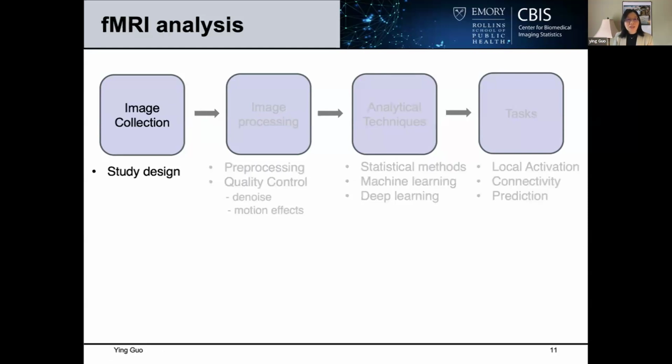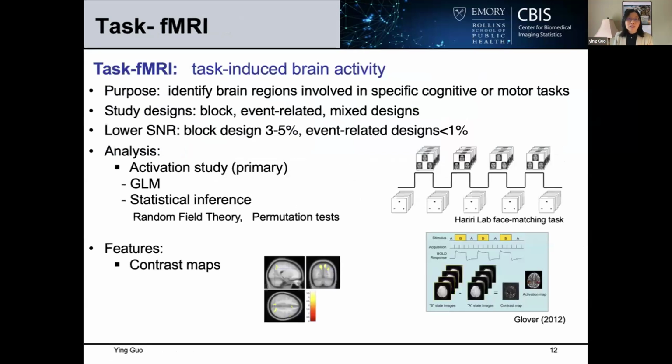I'll start with the study design of fMRI studies. There are typically two types of study designs: task fMRI and resting state fMRI. Task fMRI was the first type of study design that came into place when fMRI was first used, and we started with block design specifically. In task fMRI, you give the subject some specific task while they are being scanned in the machine, to study task-induced brain activity. The main purpose is to identify what brain region is involved in some specific cognitive or motor tasks.